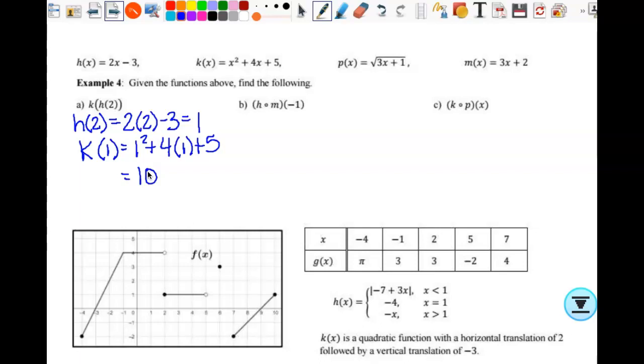We agree with 10? Yes? Okay, good deal. So on B, rewrite it first. Rewrite this into the other form of that. H of m of negative 1. We agree with that? Now, I'm not saying you have to rewrite it every time. I will, and that's what I'm going to do in modeling for you. If you don't want to, that's fine, as long as you know what you're doing. I don't care, but you need to know that they're the same. And then find that.